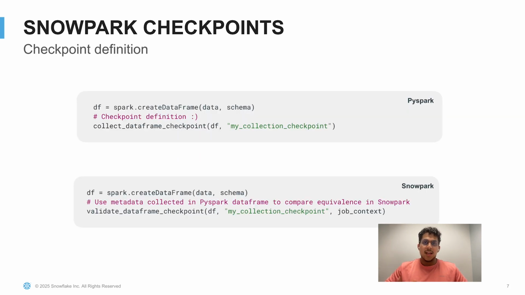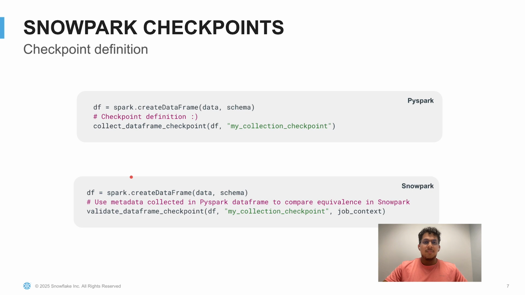So here we introduce the concept of checkpoint. What is a checkpoint? A checkpoint basically is a function call where I can indicate if I want to collect metadata from a specific data. So in this code snippet from PySpark, we have our data frame definition. And imagine that I want to collect metadata to make different validations once I migrate into Snowpark. In this case, I call the function collect data from checkpoint. And I send as a parameter the data frame that I want to analyze or retrieve metadata from and a unique name for the checkpoint.